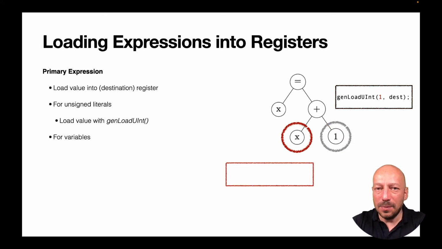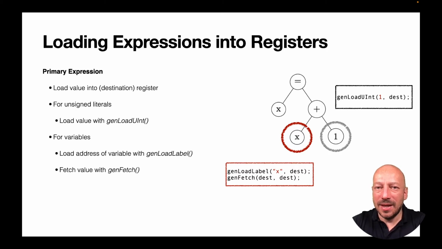If it's a variable, then in our case it's always a global variable. That means we first have to load the address of this variable, that means the label of this variable, into a register, and then we have to fetch from this address these 8 bytes into this register. And that's it.